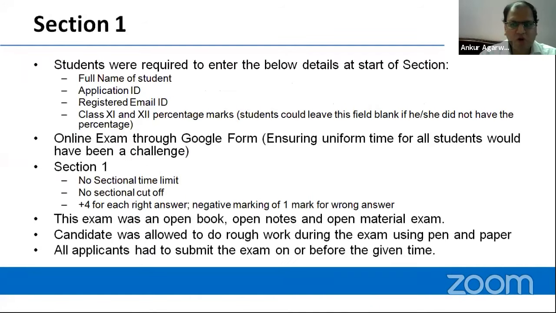So, understanding a little more about the exam, when students started with section 1 at 3:30 p.m. through the Google form link that was provided to them, they had to enter some basic details before getting started. They had to enter their full name, the application ID, the registered email ID, and also their class 11th and 12th percentage marks. However, the FAQs uploaded on the IIM Rohtak website also mention that if a student did not have the percentage of class 11th or 12th, they could leave this particular field blank, right?